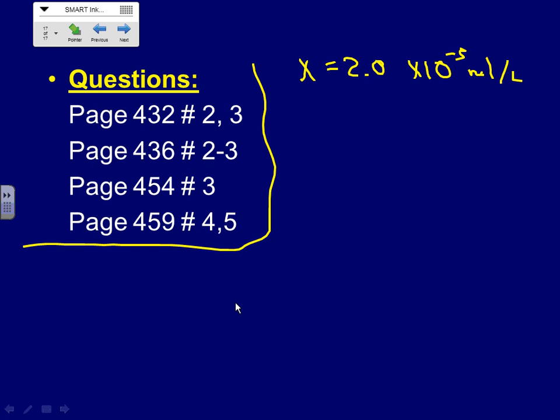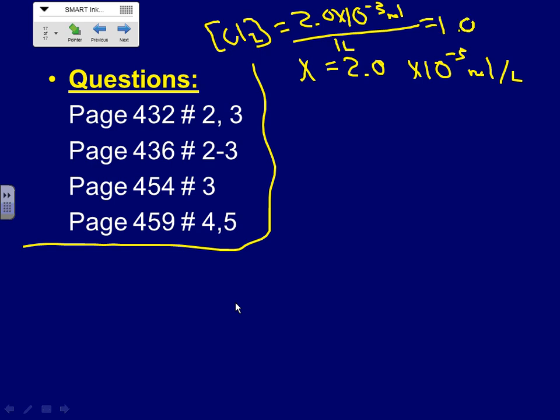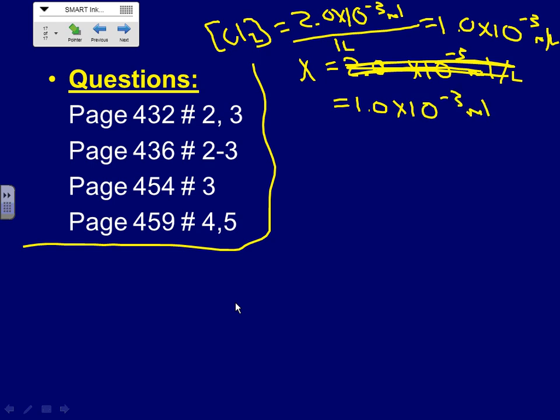Holy moly. Concentration of Cl2: 2.0 times 10 to the minus 3 moles divided by 1 liter is 1.0 times 10 to the minus 3 moles per liter. And because I can't erase, I get to scribble. That's fun. 1.0 times 10 to the minus 3 moles per liter. Good catch. I missed it.